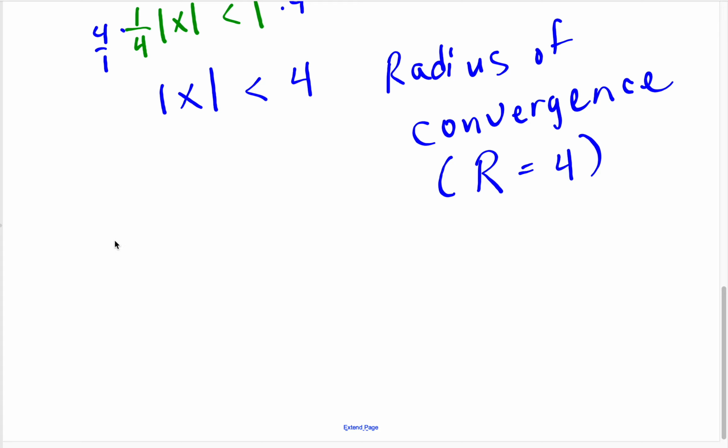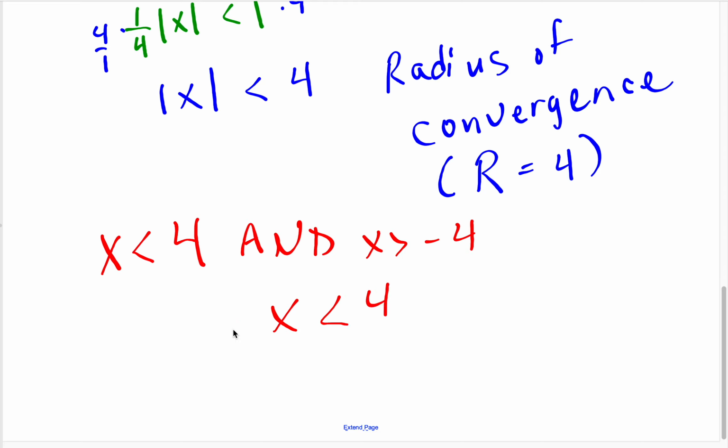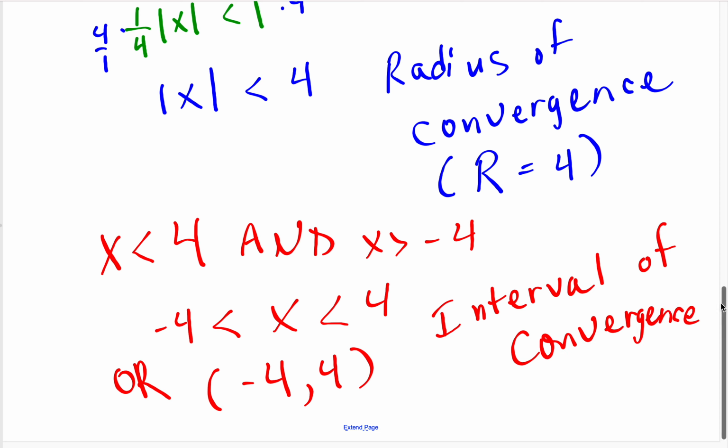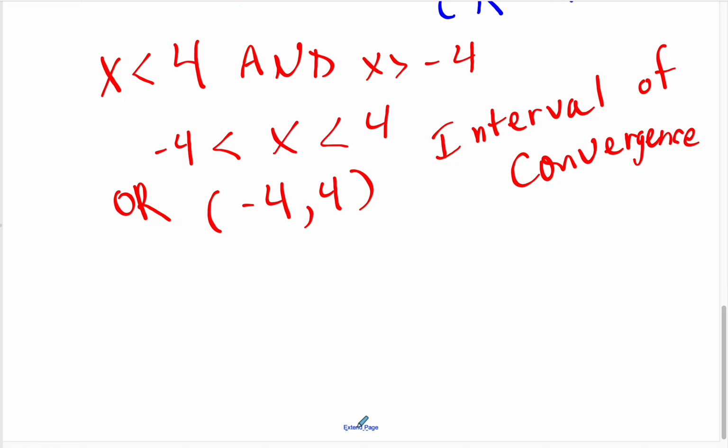Well, I can look at this inequality, and I can rewrite that as x is less than 4, and x is greater than negative 4. So that looks like that, or we can write it like that. Either one is fine. This is called our interval of convergence. And you might be saying, well, don't we have to check the endpoints? The answer is no. And I'm going to write a note here.